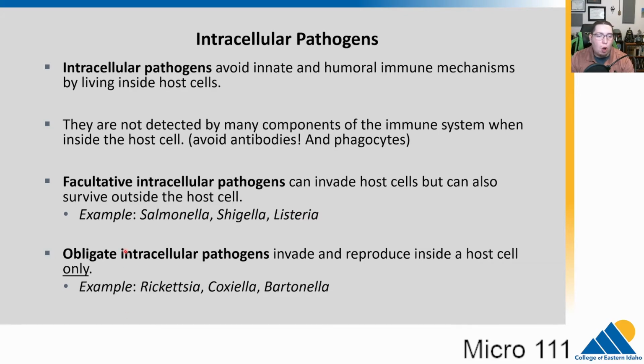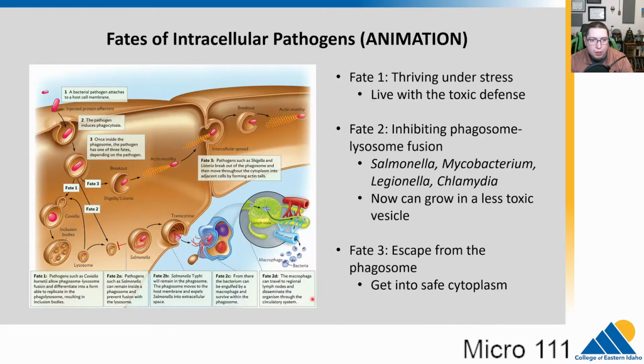There are other ones that are obligate intracellular pathogens. They invade and only reproduce inside of host cells. We talked about the chlamydias as an example of this. Rickettsia, Rocky Mountain spotted fever, I believe. Coxiella, which causes Q fever, common in dairy animals, and Bartonella. All of these are obligate intracellular pathogens, so they have to go inside of a host.